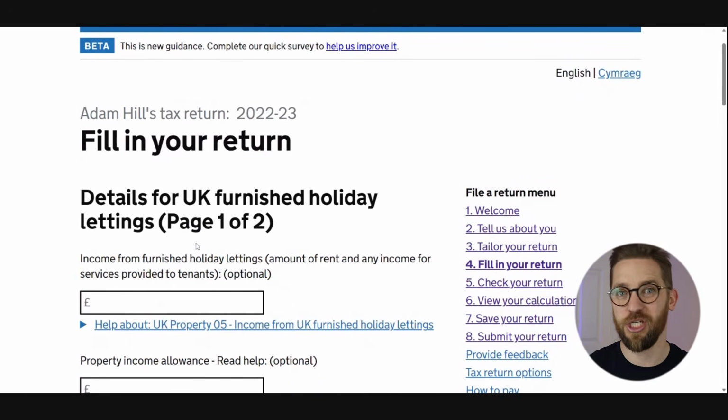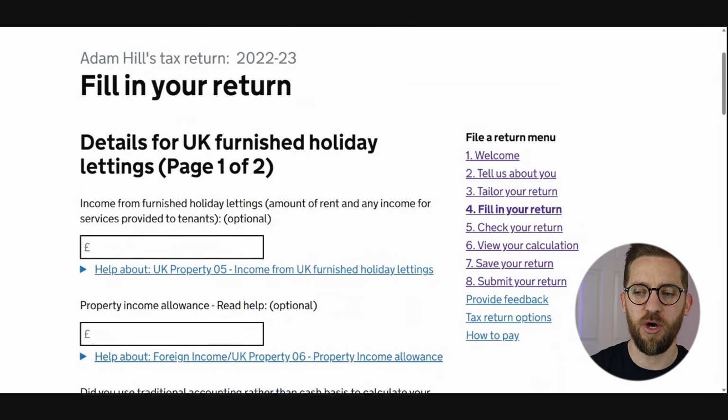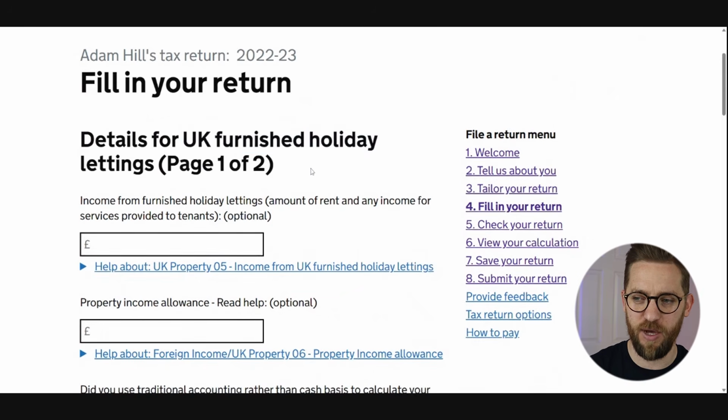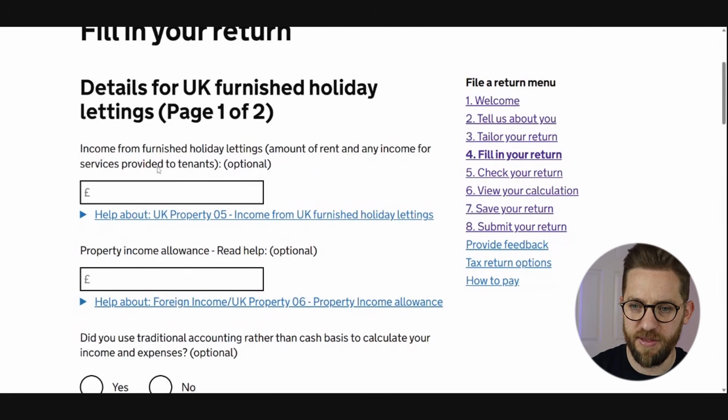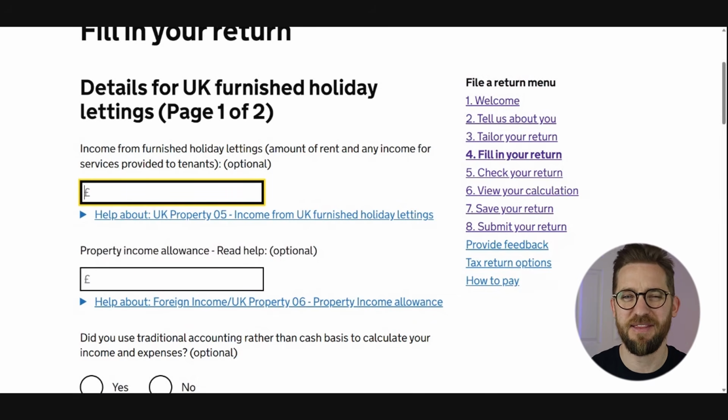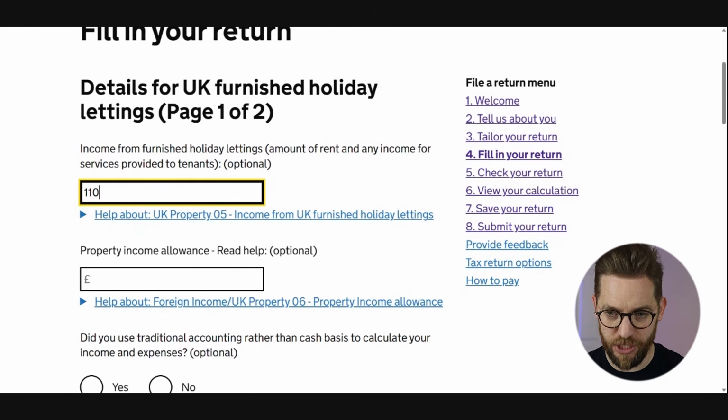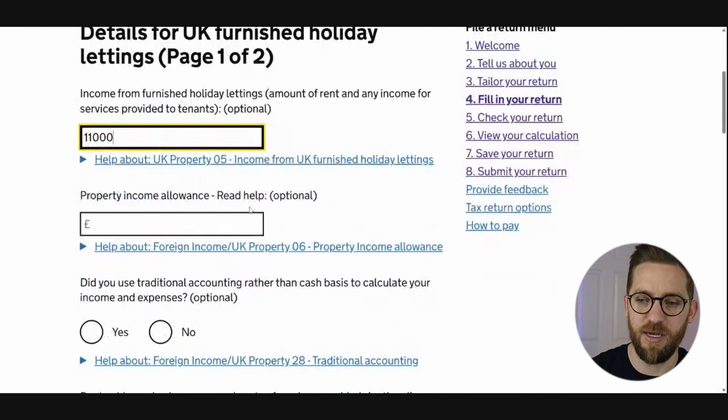Now we're on to actually entering some figures into that section. To start with, we've got our UK furnished holiday let income. That's what HMRC want to start with here. So if I had 10,000 of income, but I also charged £1,000, let's say, for cleaning of my furnished holiday lets, then I need to enter all of that income. It says amount of rent and any income from services provided. So I would enter my 10,000 plus my 1,000 in here, so it's actually 11,000 of income.